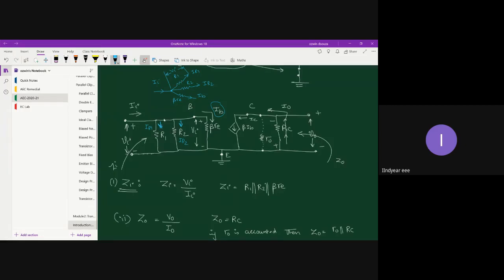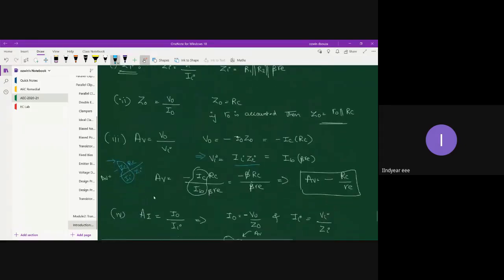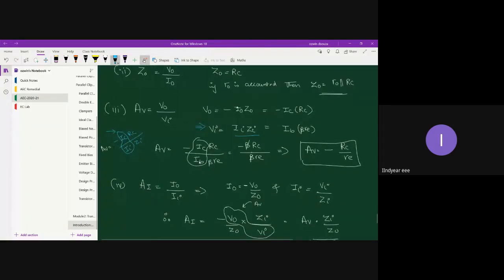Voltage across R1 is also VI. Voltage across R2 is also VI. Voltage across beta RE is also VI. But if I take beta RE into consideration, what I will get is IB. Dividing the two currents, output to input current, I'll get the IC by IB ratio. So that gives me the beta value. That's the reason I have taken it.